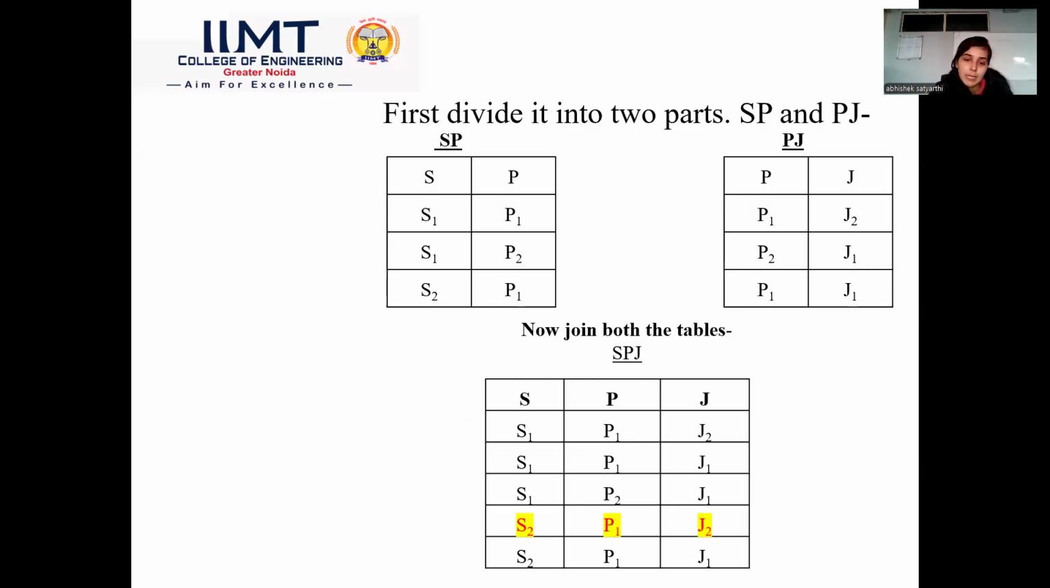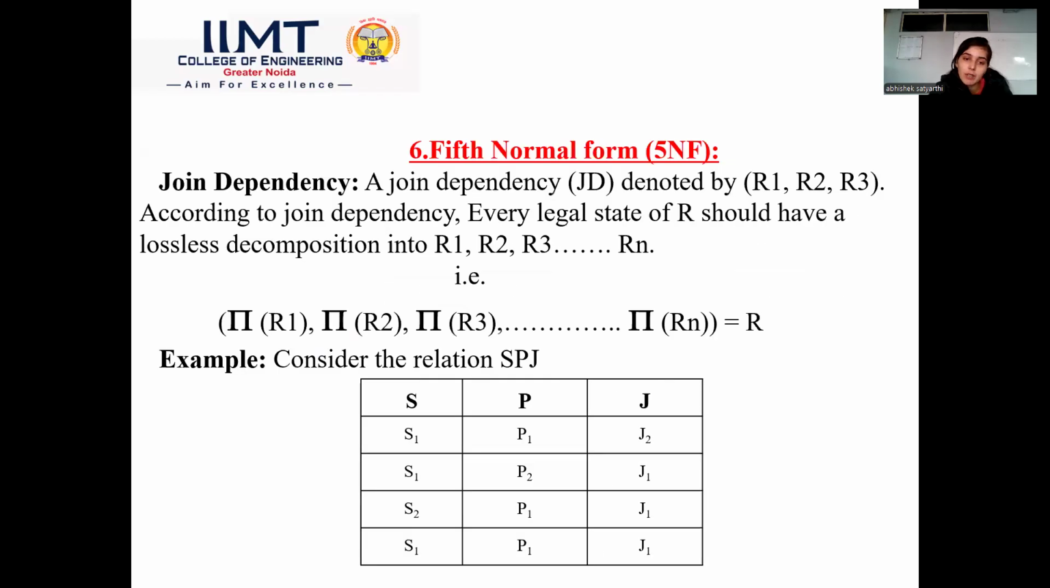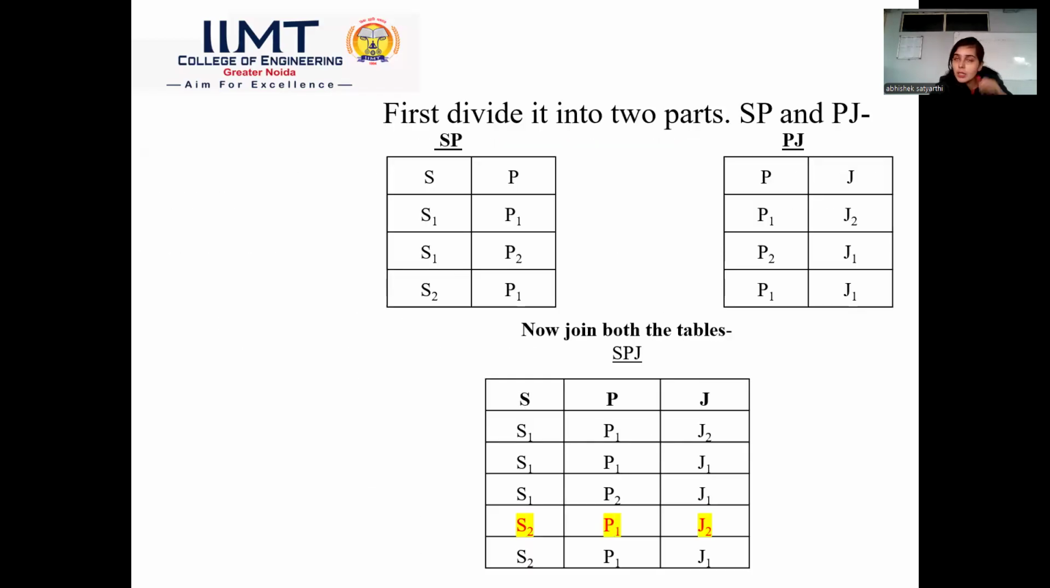So because of this dependency, this tuple is actually an extra tuple, since in the original table we have four tuples, but after decomposing the table and combining these two, because of the join dependency, there is one more extra tuple, and this tuple is known as a spurious tuple. So our aim here is to remove this particular tuple.